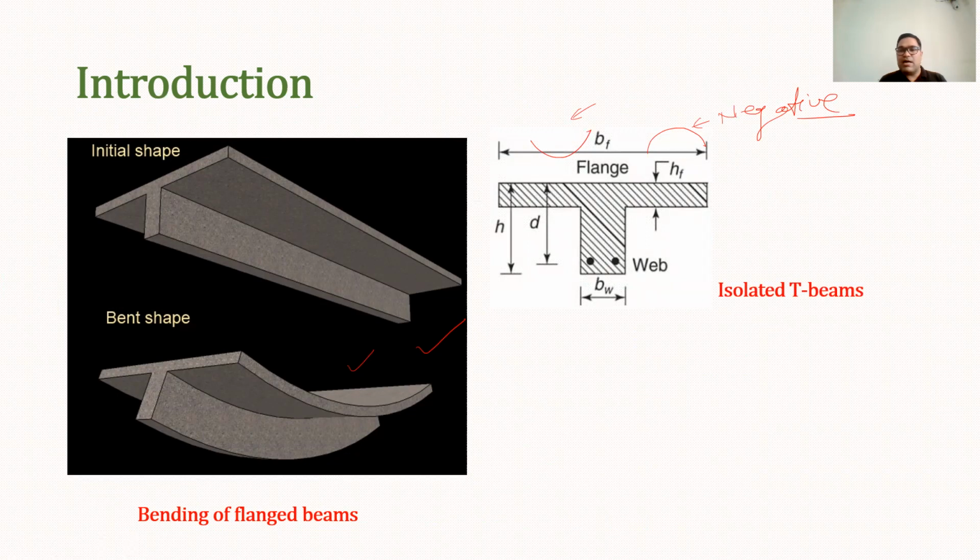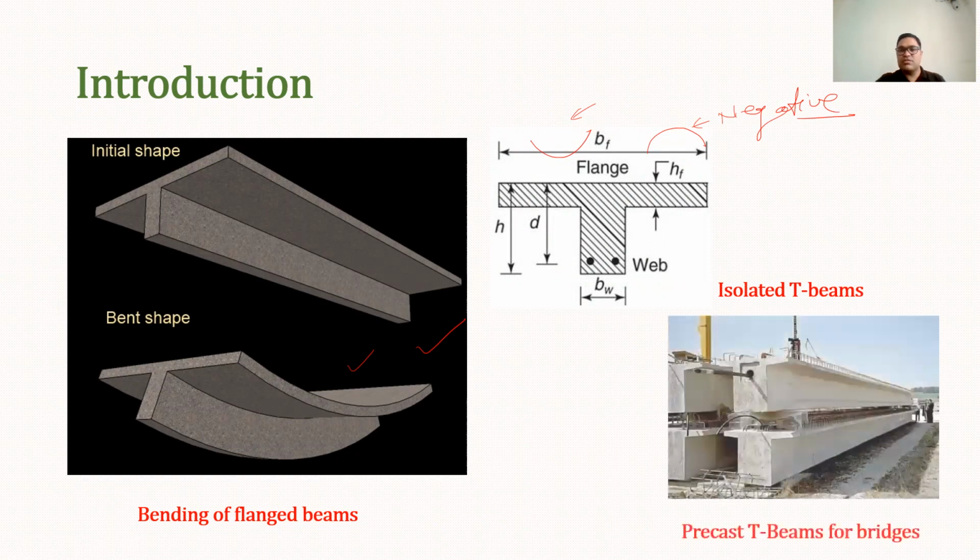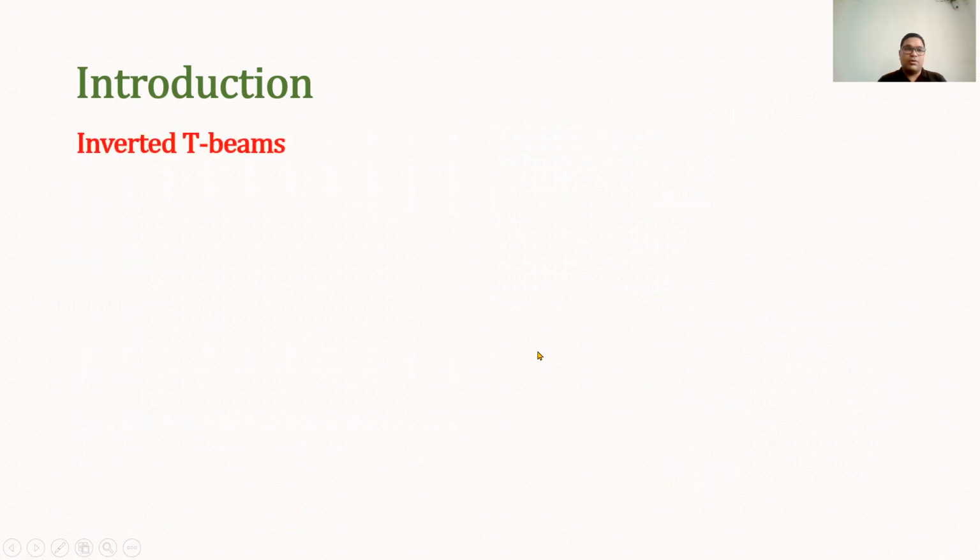T-beam can be an isolated T-beam also. It can be a built-in or integrated T-beam also. Sometimes, if we take the example of an isolated T-beam, you can see this is a bridge girder. This bridge girder is in the shape of T. So we can treat this bridge girder as an isolated T-beam and analyze it by applying the relations of T-beams. Similarly, we have inverted T-beam also.